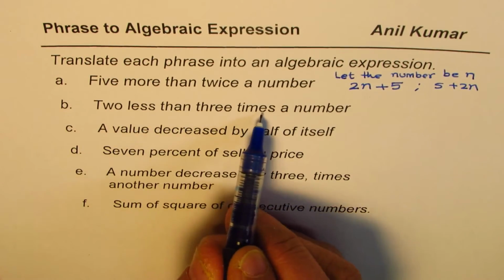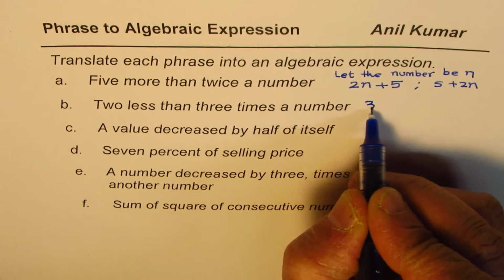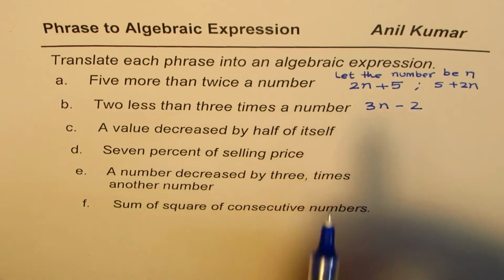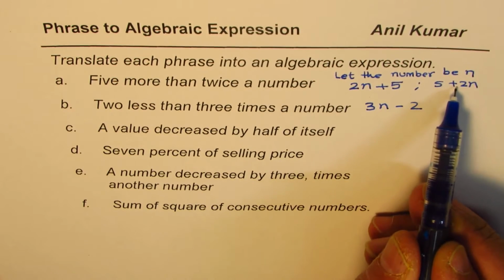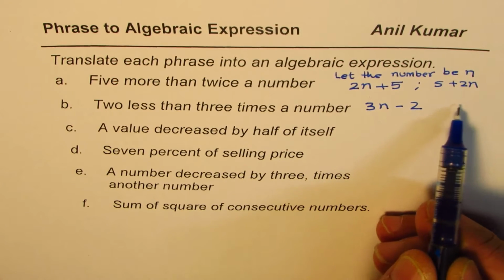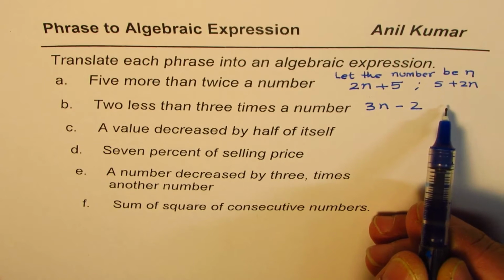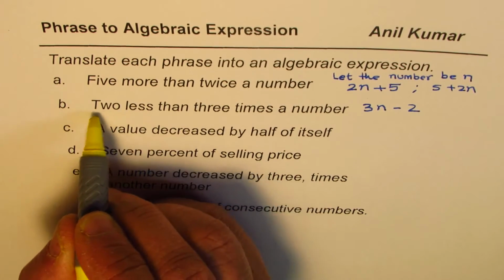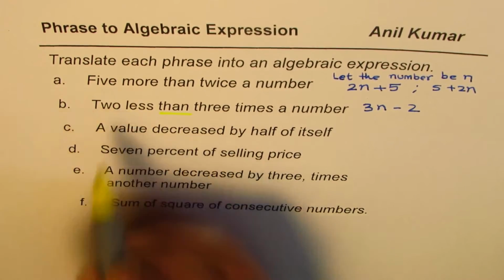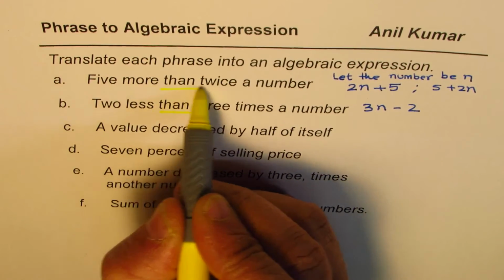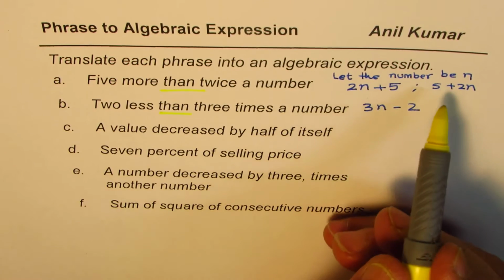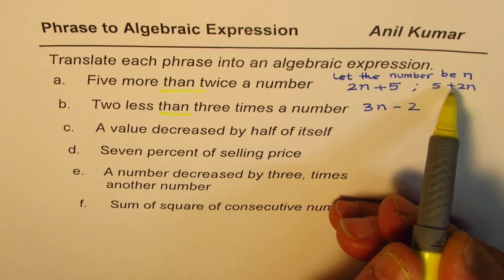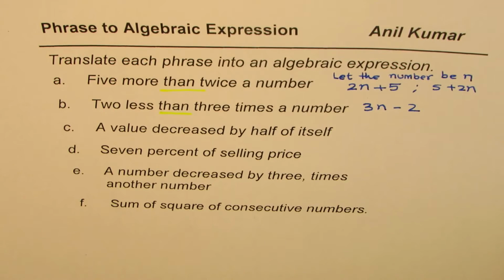B. 2 less than 3 times a number. The correct answer is 3 times the number minus 2. 2 less than 3 times the number. Now, those of you who have written part A as 5 plus 2n may write 2 minus 3n here. That will be a mistake. Do you agree with me? So whenever you have this term then it has to come later. When we say 2 less than, so this is first, that is second, right? So that is how you have to treat it. Otherwise, you may get a wrong answer. Since for plus it doesn't matter, even a mistake gives you the right answer, but here it will cost you marks. This is important to understand.